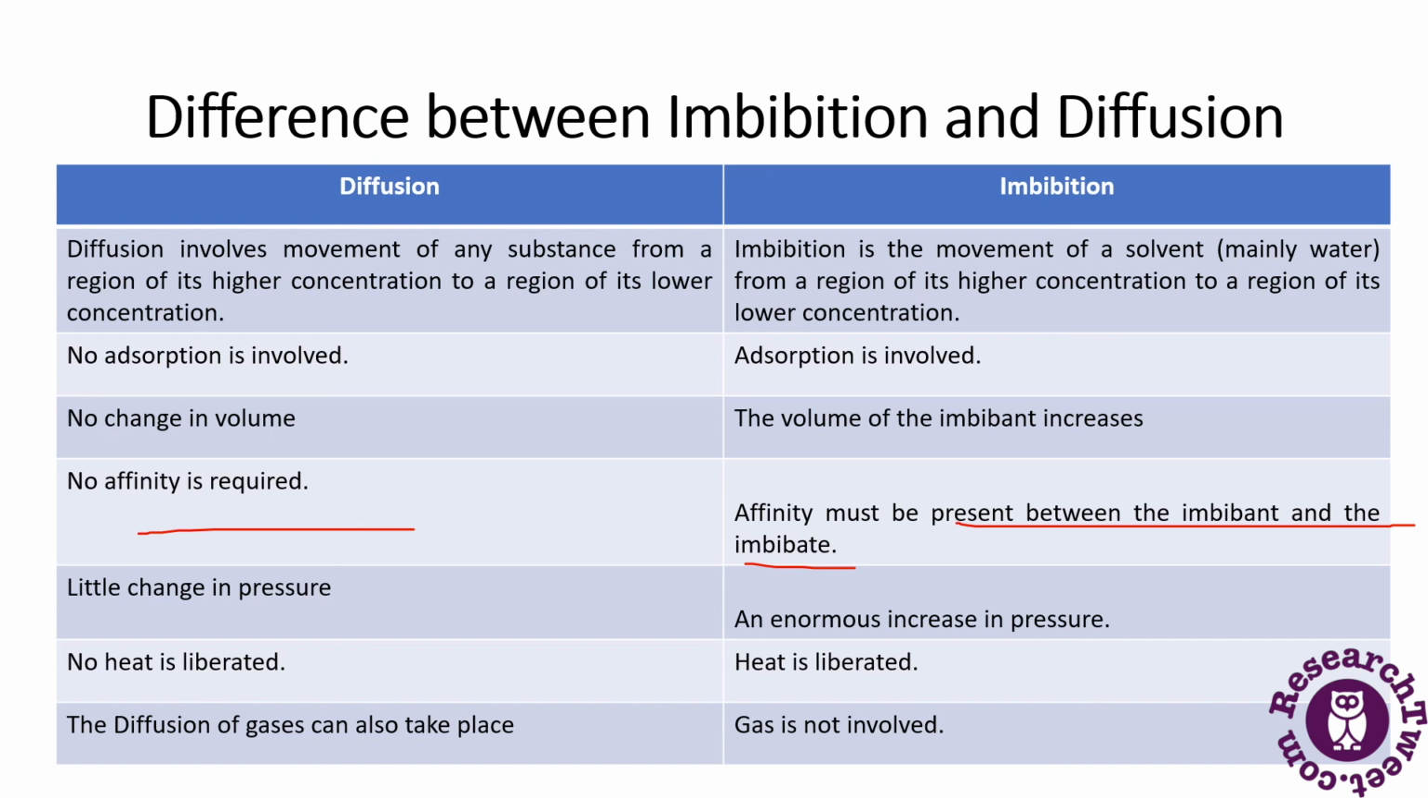So we have studied all the factors: it depends on the volume, on the heat of wetting, and on the affinity between imbibate and imbibant. These are all the things needed for imbibition. Then there is little change in pressure in case of diffusion, but there is an enormous increase in pressure in case of imbibition. In diffusion, there is only a movement of a substance from a higher concentration to a lower concentration, and no heat is liberated. But in case of imbibition, heat is liberated.